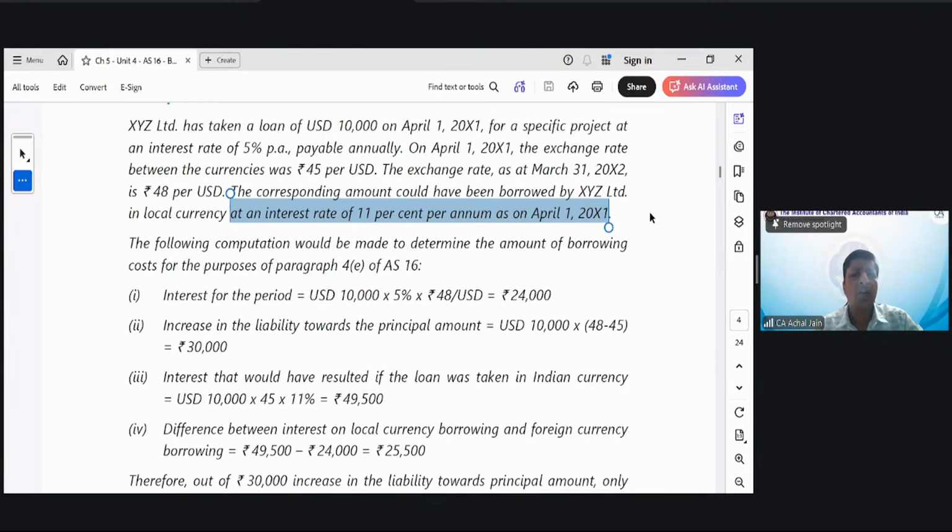Okay, so the foreign currency loan is cheaper. Indian currency loan is a bit more expensive as far as interest is concerned. Okay, but that's a thought. What is the actual transaction? Actually, it's taken in USD. So the company is saying that this could have been borrowed, but INR loan is not there. Loan is in USD only. Now, in this case, what do you do?